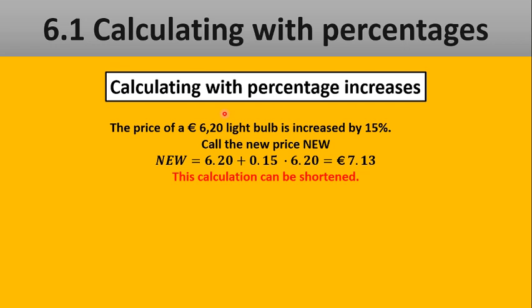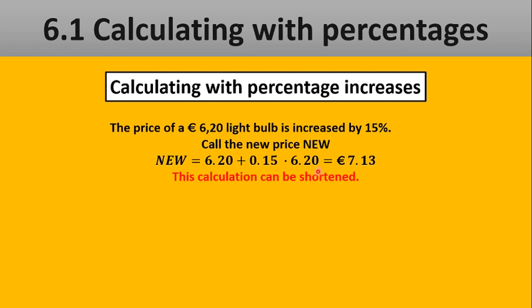For example, if we know that the price of a certain light bulb is €6.20 and this price is going to be increased by 15%, we're going to call the new price just NEW in capital letters. Get used to that. And in certain ways we're also going to call the old price OLD in capital letters. We already know a way how we can calculate this, and what you learned is that you can calculate NEW by taking the original price and doing plus 0.15, which is 15%, times 6.20, and that gives us the final amount, which is going to be €7.13.